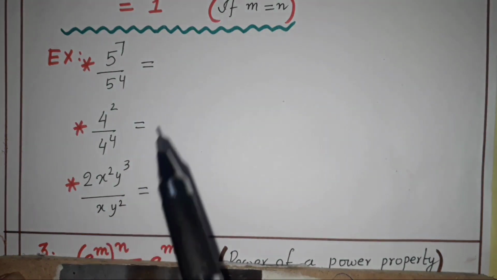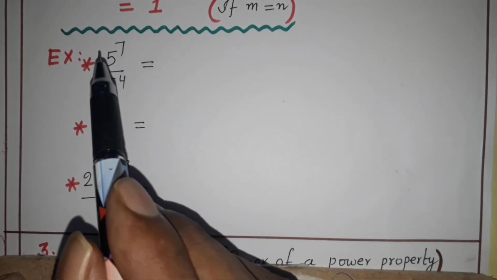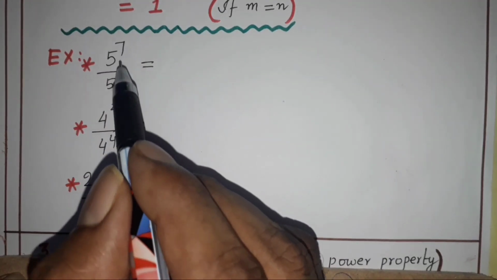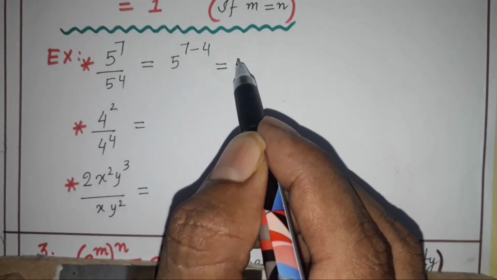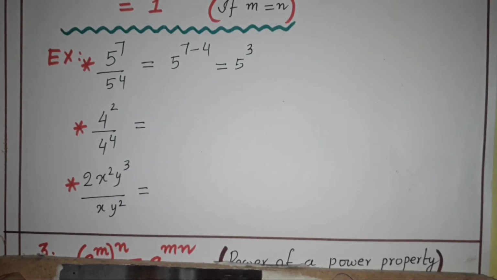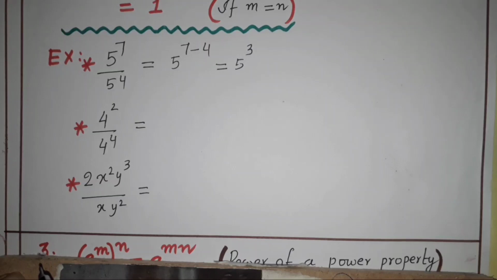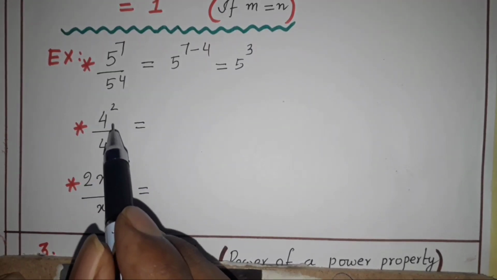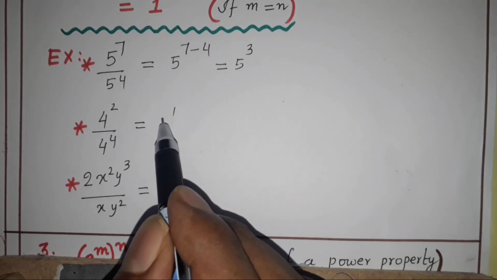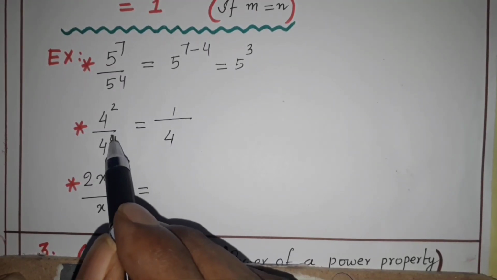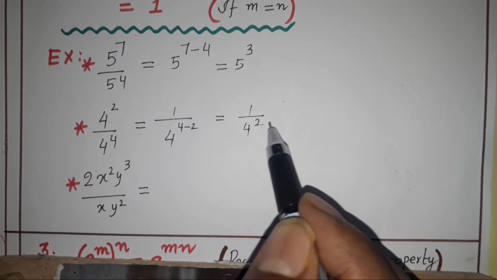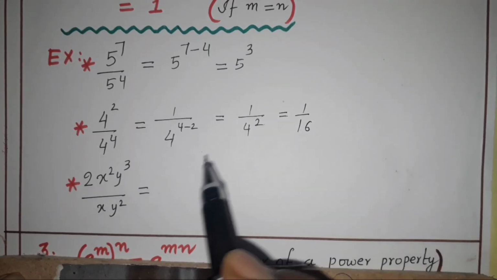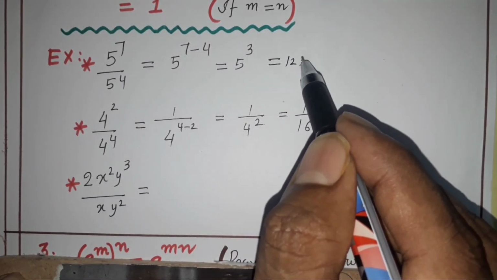Let us see some examples, children. See this, 5 power 7 by 5 power 4. Bases are equal now. m is greater than n. So 5 to the power of 7 minus 4, that is equal to 5 cube. 5 cube you can say 125. And now you see 4 square by 4 power 4. This is m, this is n. m is less than n. So you write 1 by 4 power, lower one minus upper one, 4 minus 2, that is equal to 1 by 4 square, that is equal to 1 by 16.